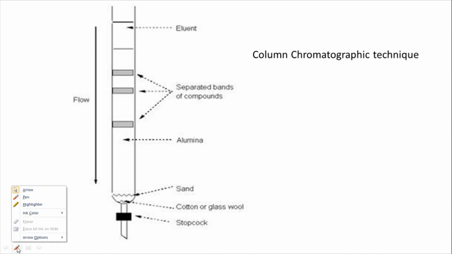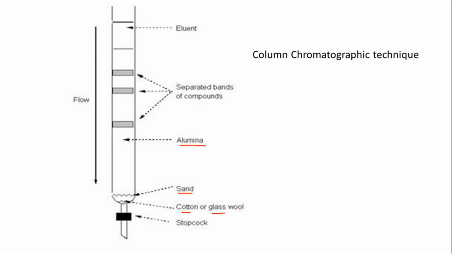This is the common image of column chromatography. This is the direction of migration. This is the stopcock, you know very well. Before preparing the column, you can use cotton or glass wool to prevent the flow of stationary phase to the stopcock, and also to freely allow the sample. Instead of glass wool, we also use sand.